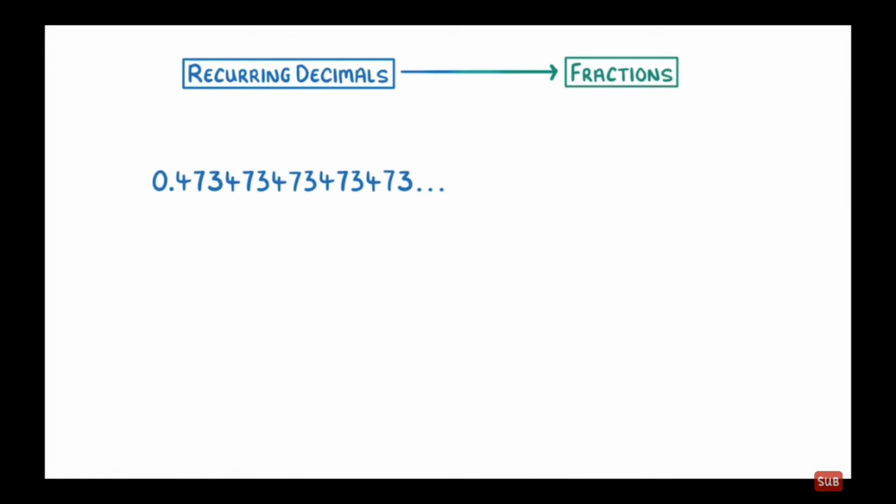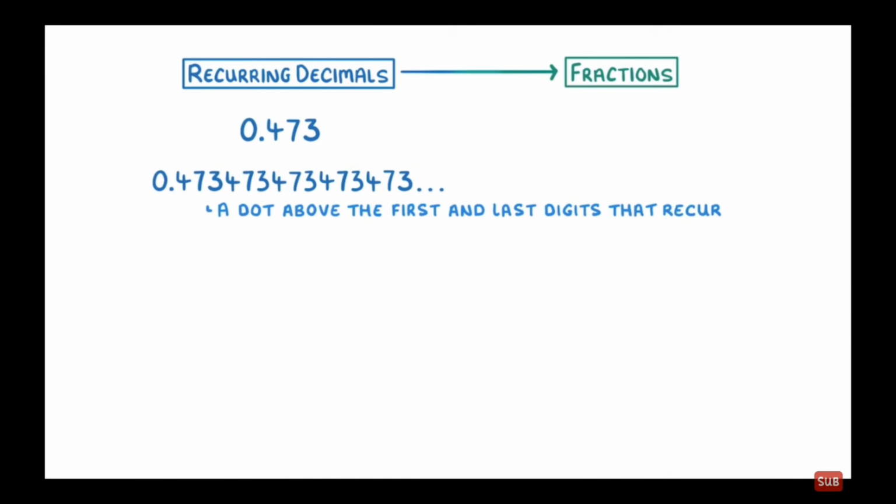We're looking at how to convert recurring decimals into fractions. Recurring decimals are those whose digits recur, like 0.473473473 and so on. These sorts of decimals carry on recurring forever. And so instead of writing digits on forever, we just put a dot above the first and last digit that recur. So in this case, where the 473 is recurring, we would write it as 0.473 with little dots above the 4 and the 3.